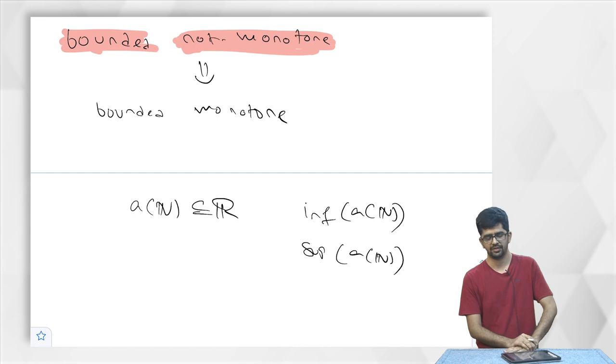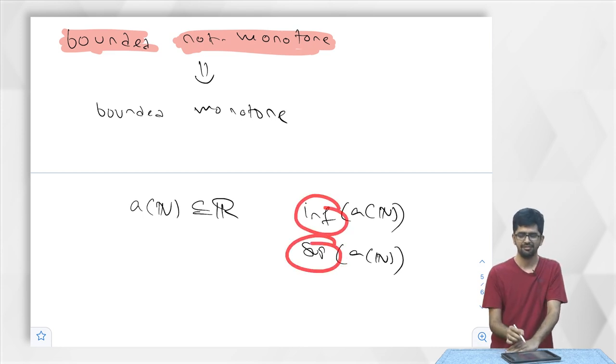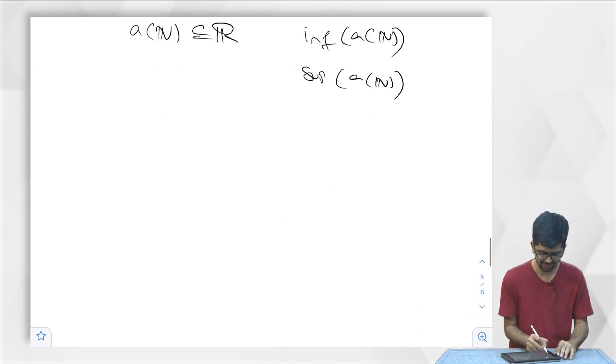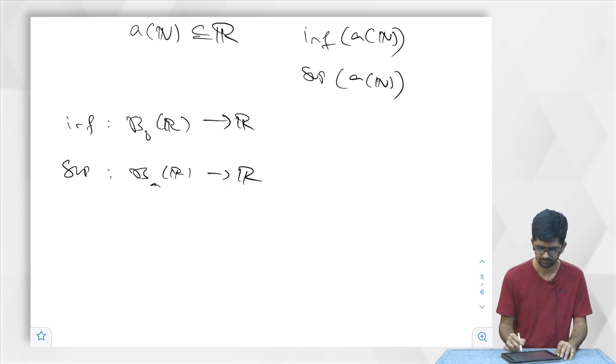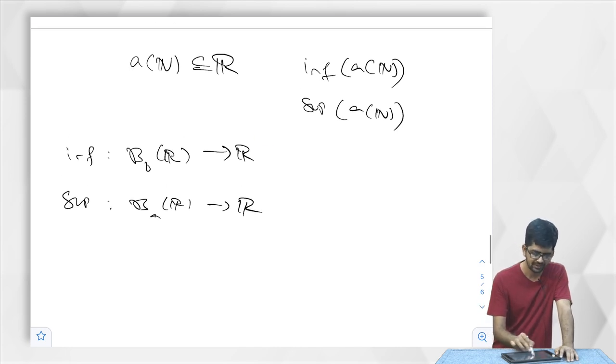Now, if you observe, these are actually maps from bounded below subsets, bounded above subsets to R. If you remember, if you do not remember, go back and check. Infimum is a map from bounded below subsets of R to R. Supremum is a map from bounded above subsets of R to R. Right, these are that. See, why am I mentioning this?